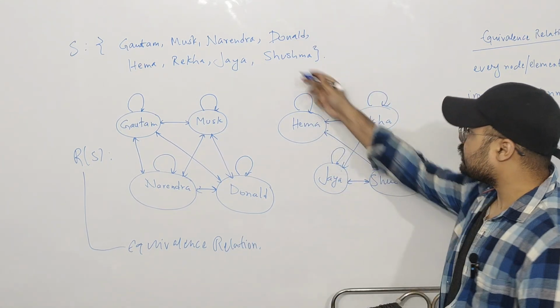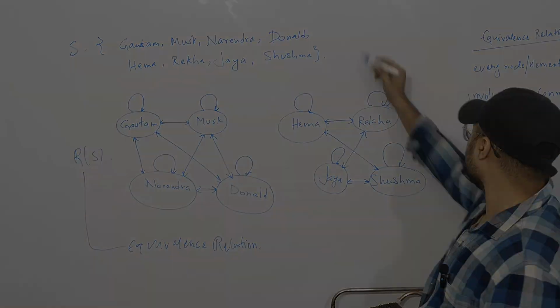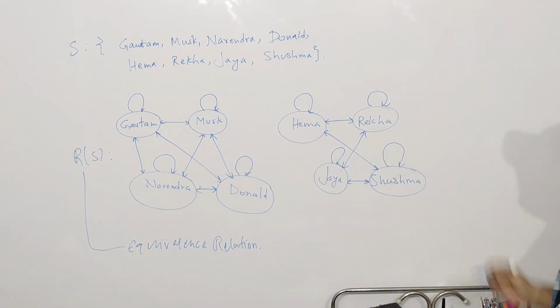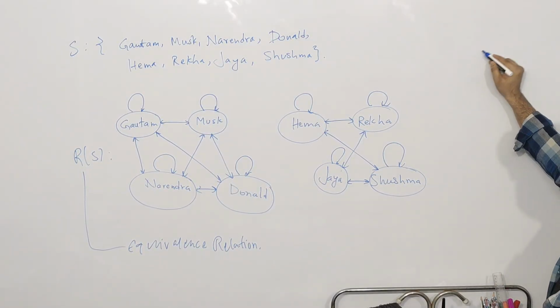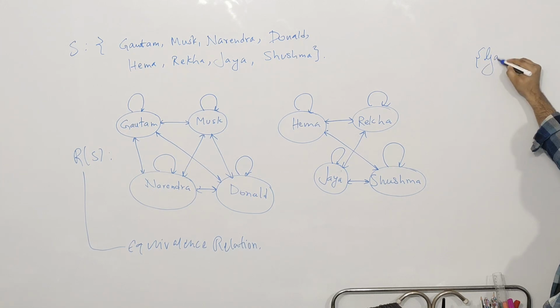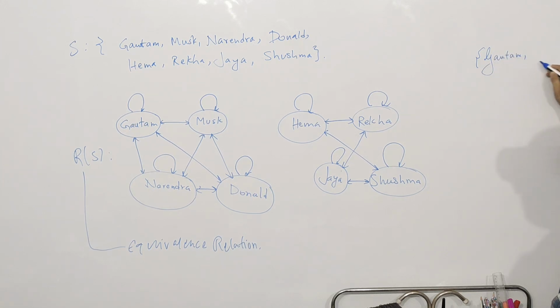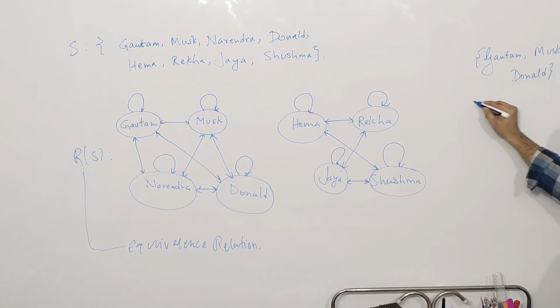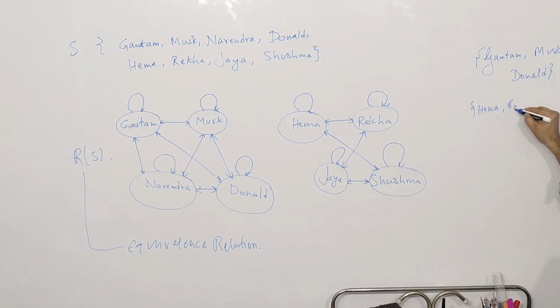So what are the partitions on S because of this equivalence relation? What are the partitions on S because of the relation R? One partition is Gautam, Musk, Narendra, and Donald. The other is Hema, Rekha, Jaya, Shushma.